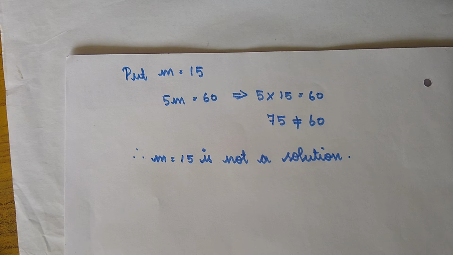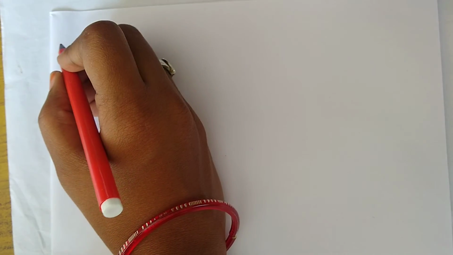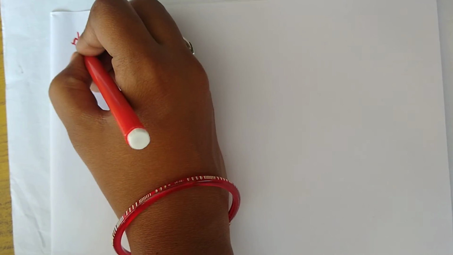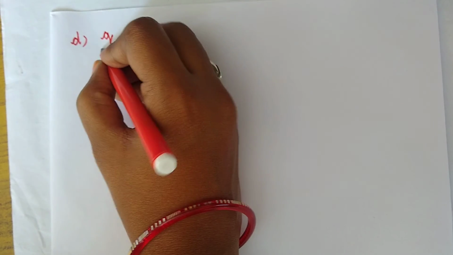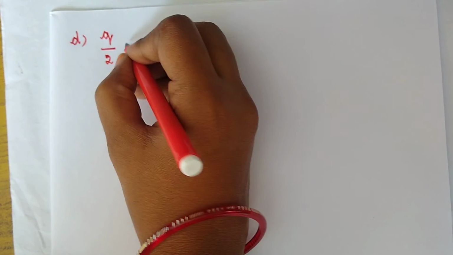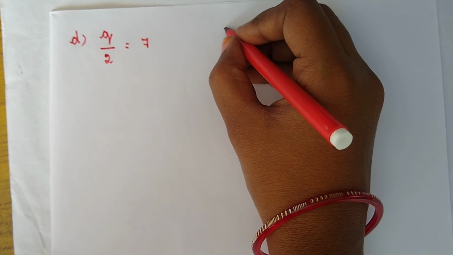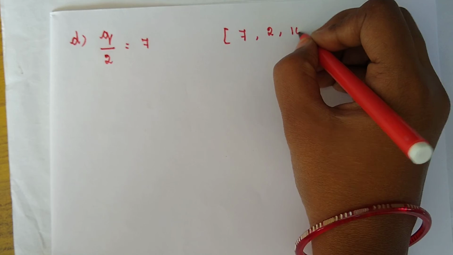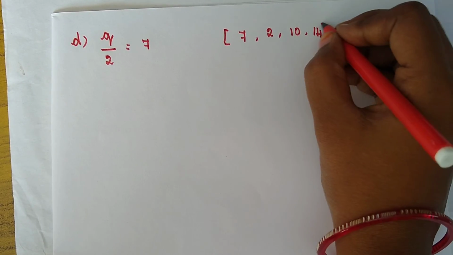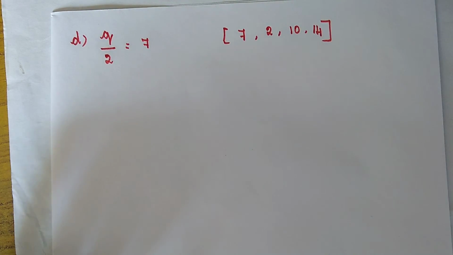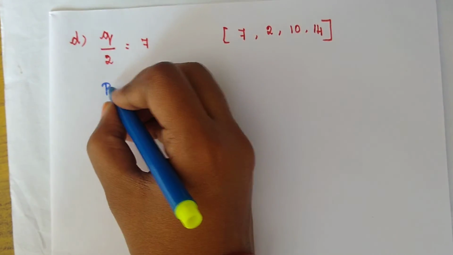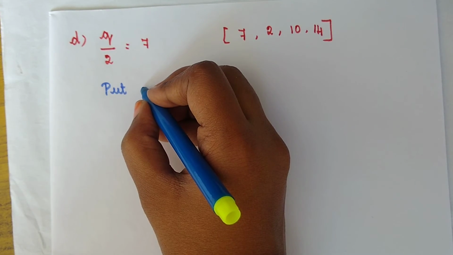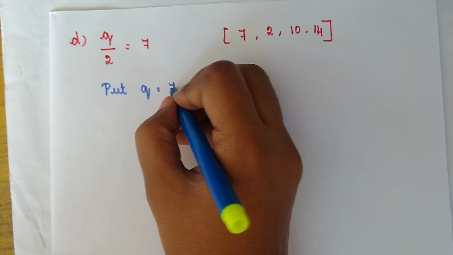Next we have to take subdivision D. The given equation is q by 2 equal to 7. The given 4 numbers are 7, 2, 10, 14. We have to check which number is suitable for this equation. First, we take the first value, put q equal to 7.